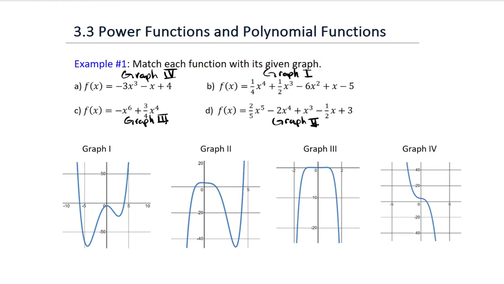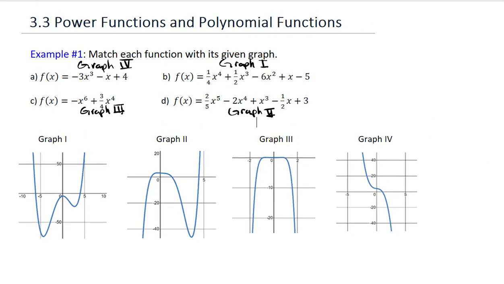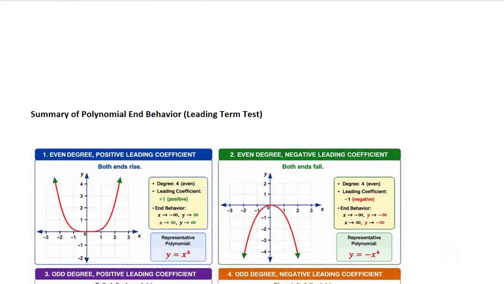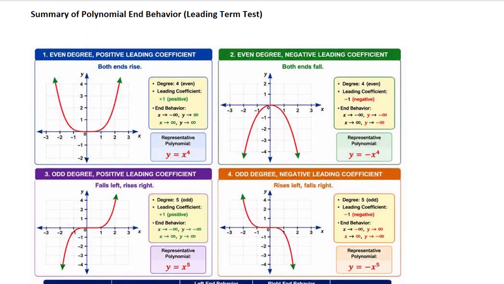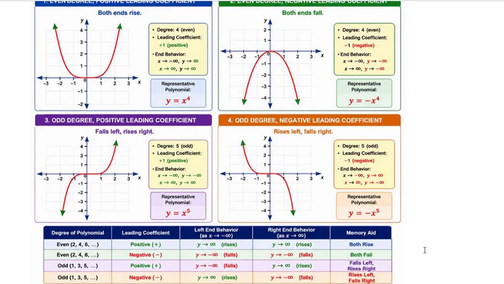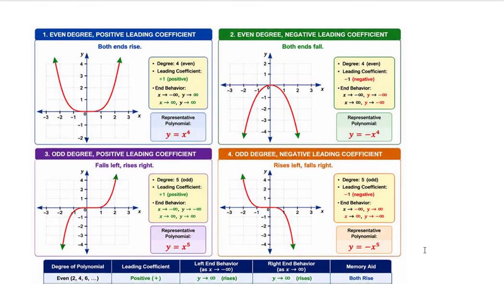So to recap the leading term test, here's a summary of the behavior of these 4 cases. This is also embedded in our guided notes of section 3.3.